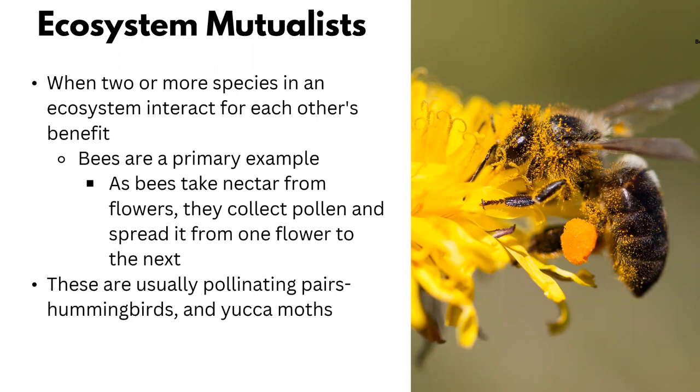And so when we talk about mutualists, it's always a pair. In Nebraska, there are bees that populate and pollinate lots of different types of flowers. There are hummingbirds in certain areas that do this too. And then a specific example in Nebraska is what's called a yucca moth. If you go out towards western Nebraska, we have the yucca plant. Certain species of yucca are actually pollinated by certain species of moths.